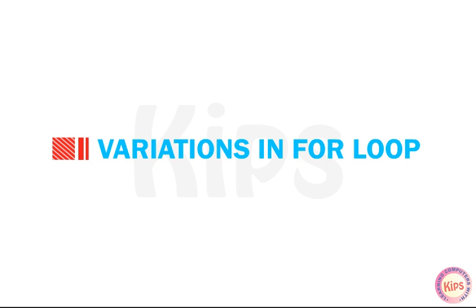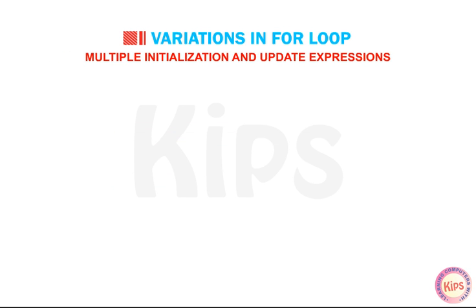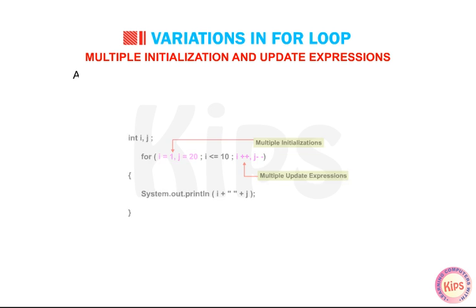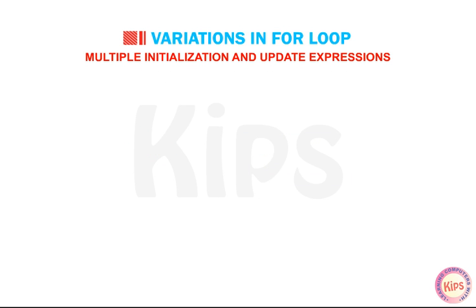Okay students, let us understand variations in for loop. A for loop can have multiple variations that make it more flexible and efficient. Let us discuss the variations of the for loop. Number 1. Multiple initialization and update expressions. A for loop may contain multiple initialization and update expressions. The multiple expressions must be separated by commas.